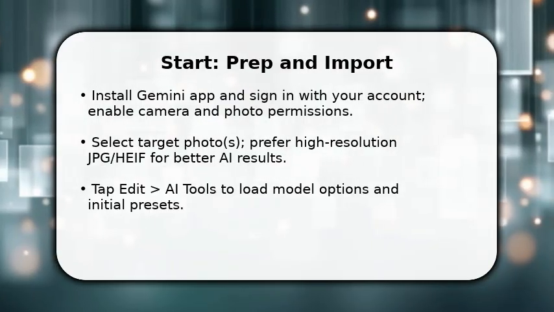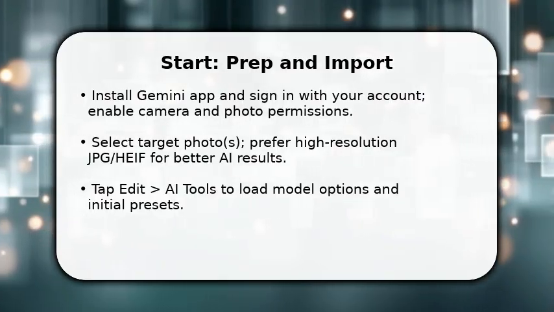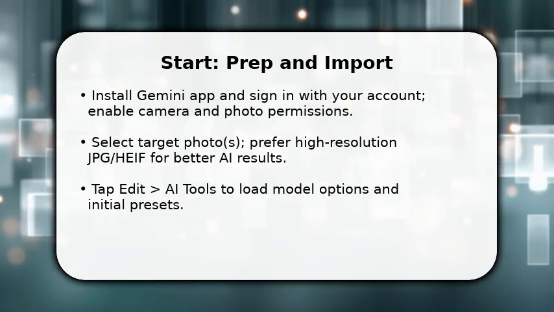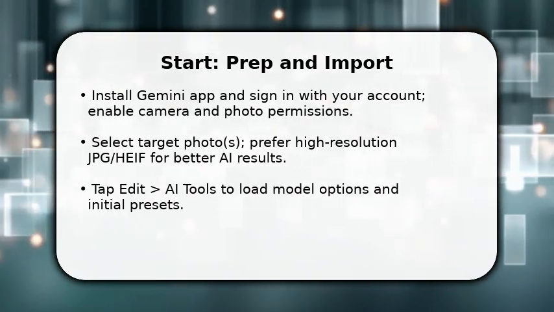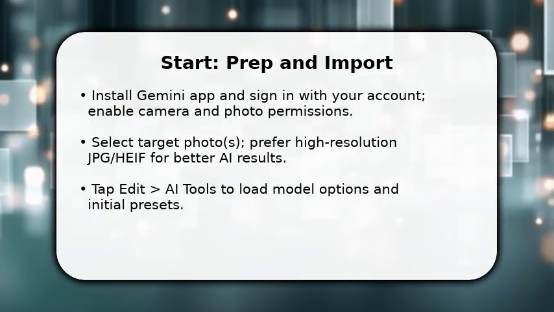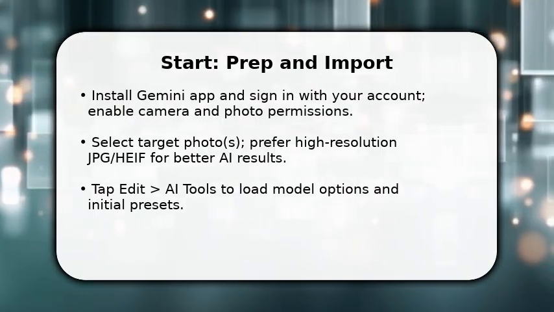You begin by preparing the image and importing it into Gemini. First, make sure the app has storage and camera permissions so it can read your photos. This avoids permission errors later. Once done, pick a high-resolution photo because the AI needs detail to produce clean edits.